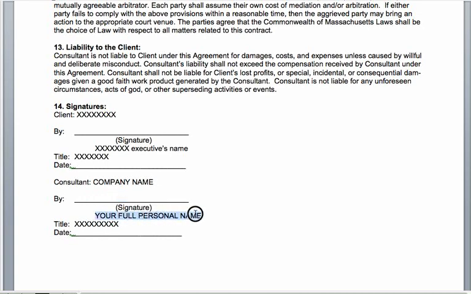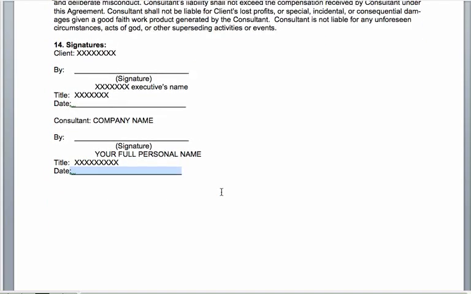So even though you sign this personally, you need to use this by line and state your company name above it to protect yourself legally. And then put your job title there and the date of your signature there. And there you have it.